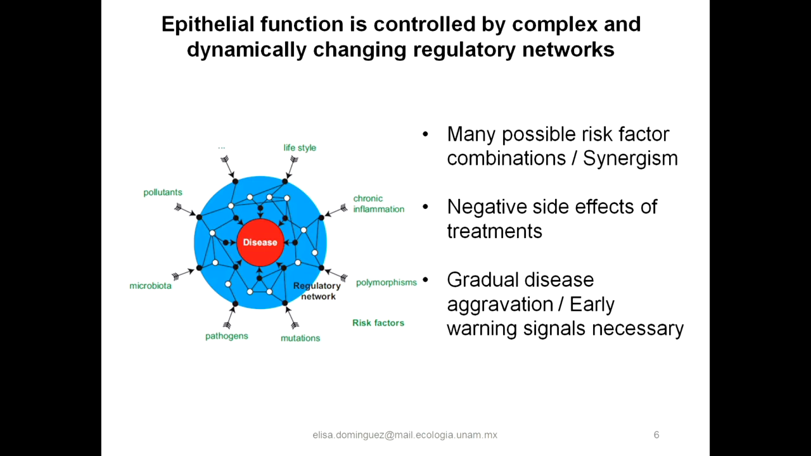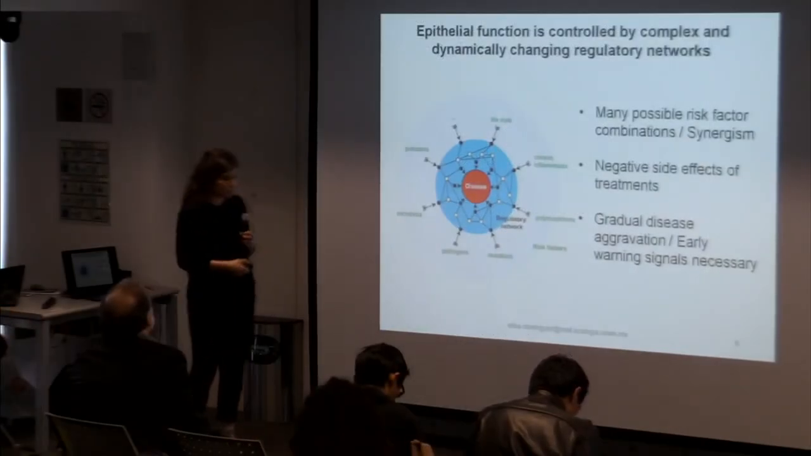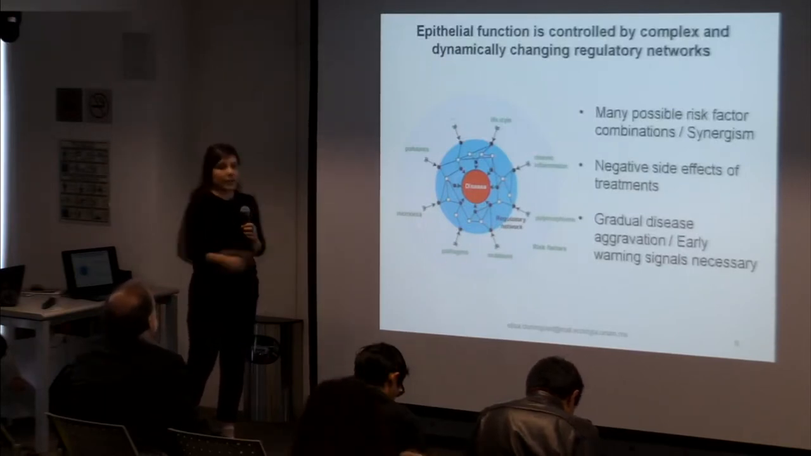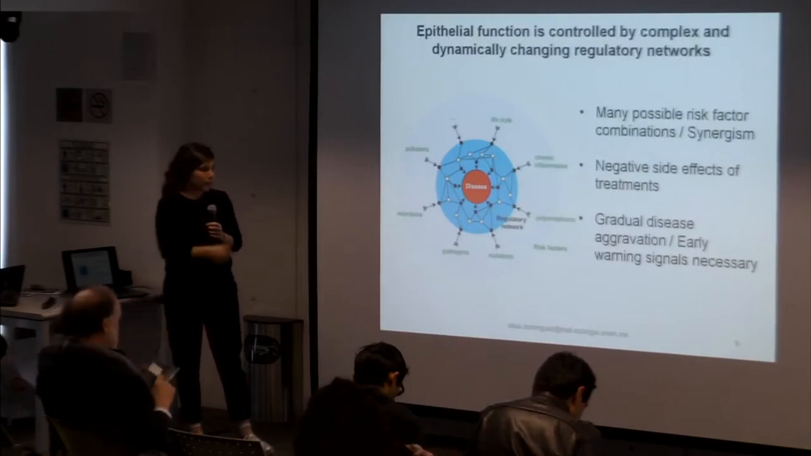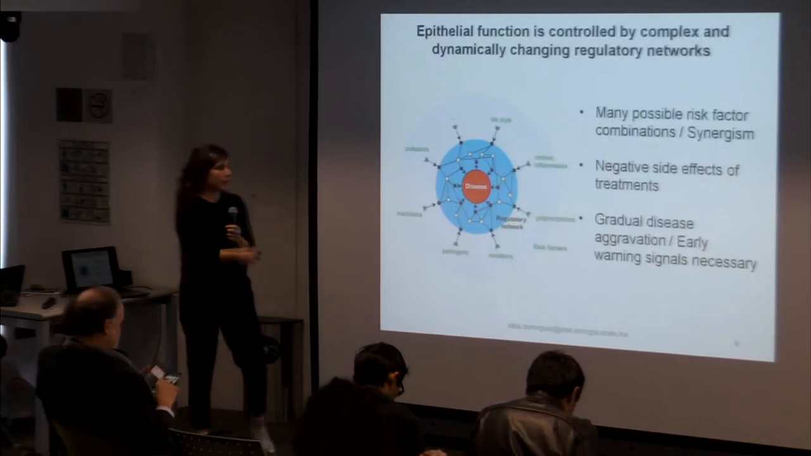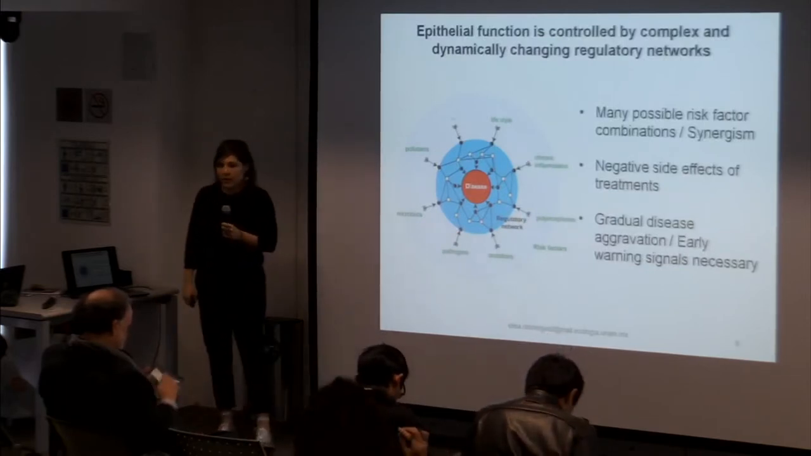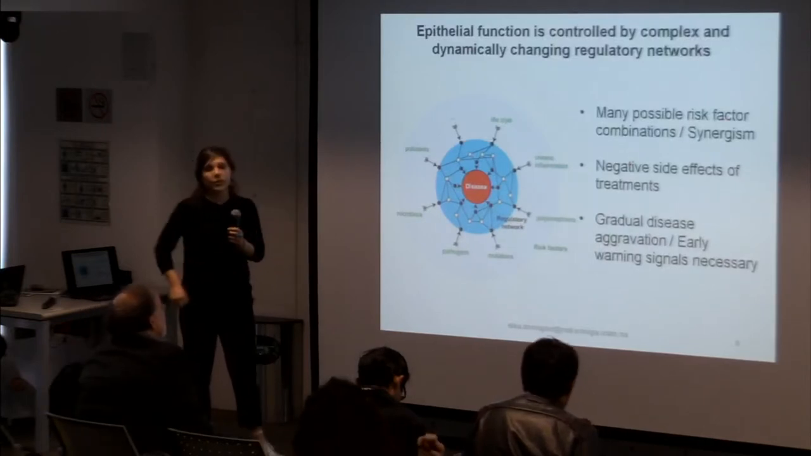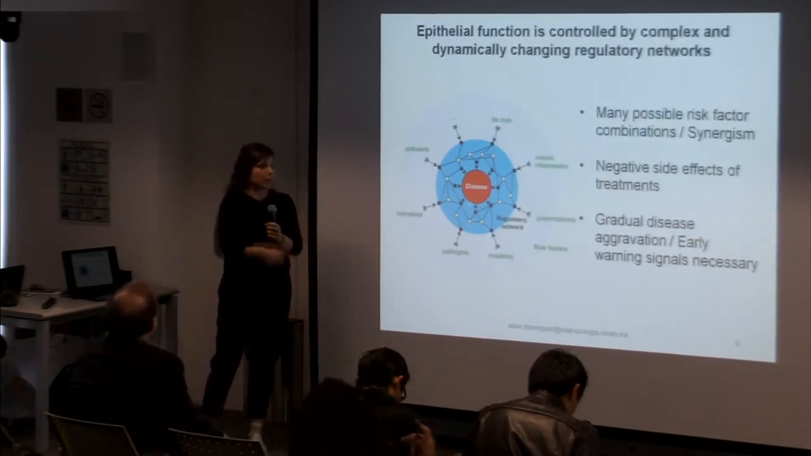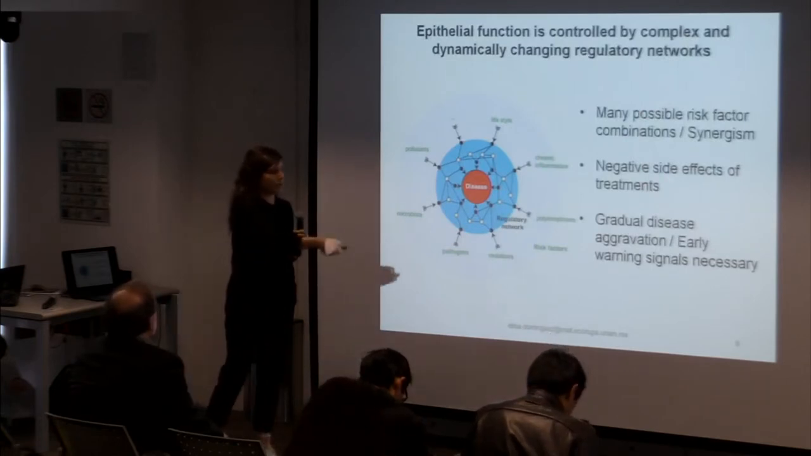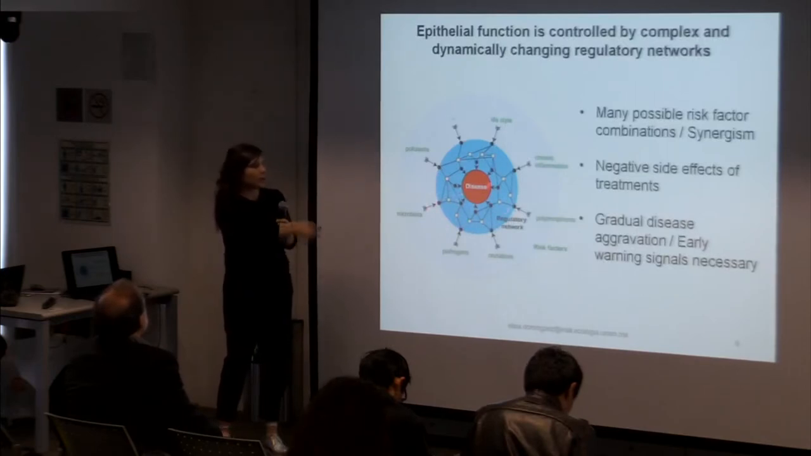Basically because most of these diseases are controlled or triggered by underlying regulatory networks, which are quite complex in nature in the sense that they are very much interconnected. Because of this complexity of these underlying regulatory networks, meaning connections between cells and biomolecules and even sometimes tissues and organs, there are many possible risk factor combinations that can trigger the onset of the disease. Also, there is a synergism between risk factors, meaning that we have nonlinear effects, potentiating the onset of disease in the presence of more than one factor. We also have many possible negative side effects of treatments, due to the propagation of effects from one part of the network to other, maybe healthy, parts of the system.